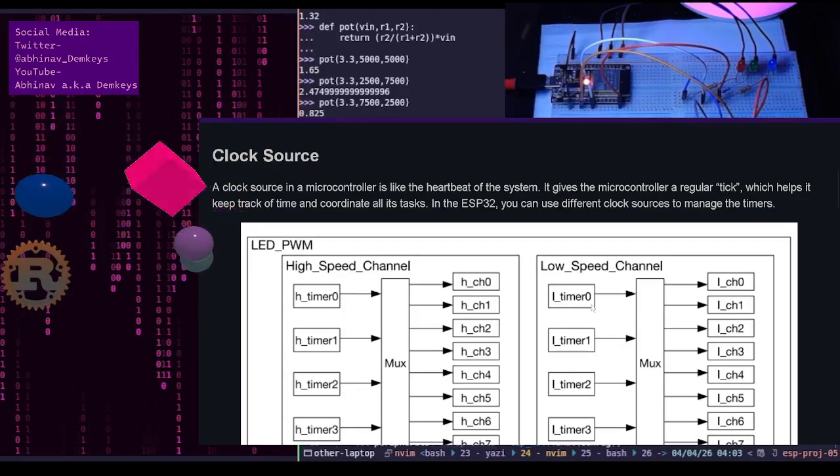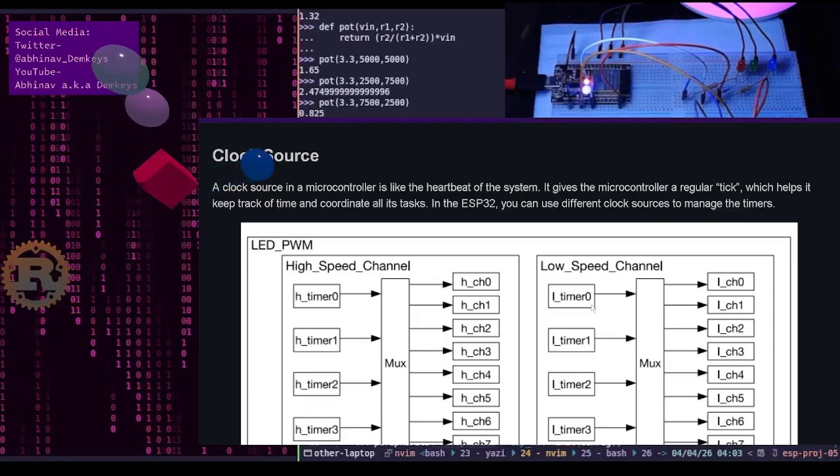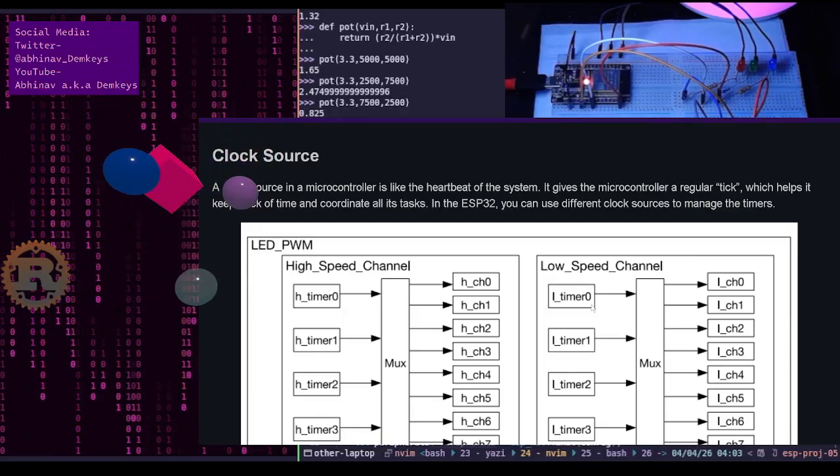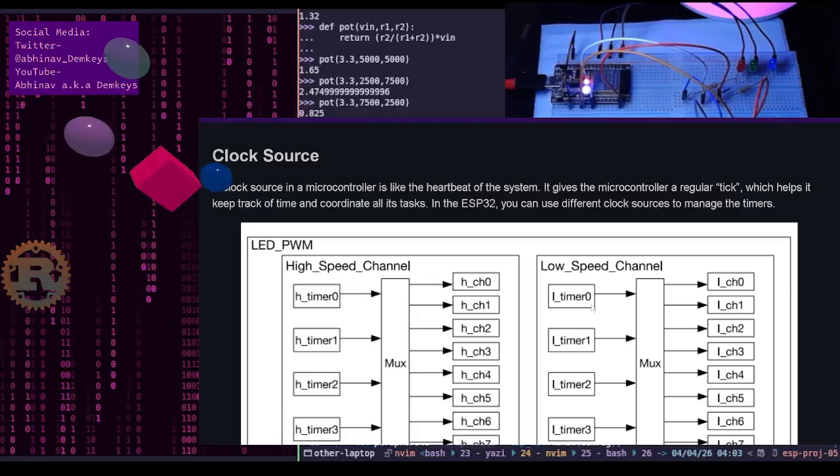Okay, the clock source. A clock source in a microcontroller is like the heartbeat of the system. You know what? Real quick, we are talking about this clock, right?